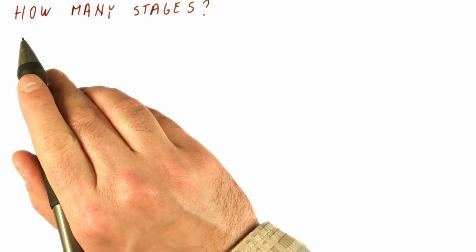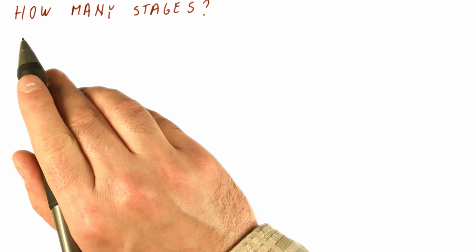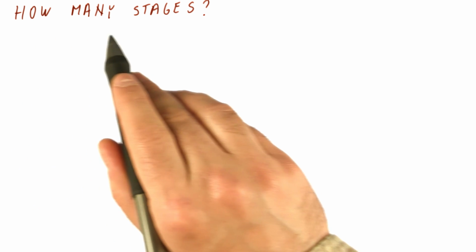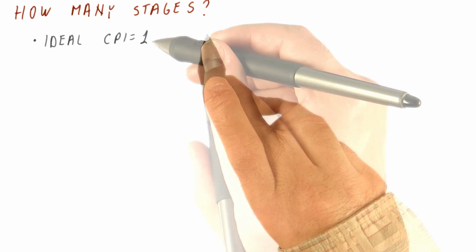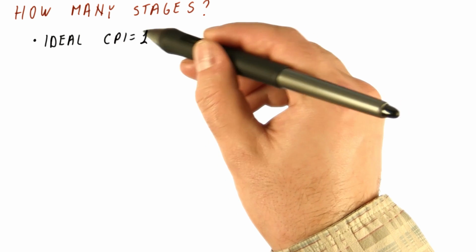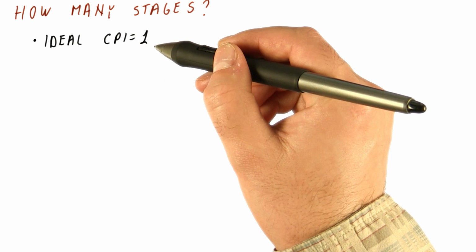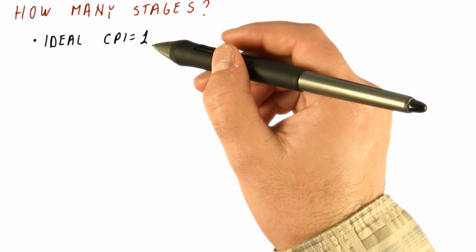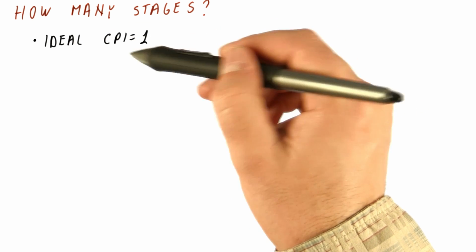Now that we have seen how pipelines work and how they are affected by hazards and dependencies, let's talk about how many stages a pipeline should have. In the pipelines we have seen so far, the ideal CPI is 1. We will later in this course see pipelines where the ideal CPI will be larger than 1 because they try to do more than 1 instruction per cycle.